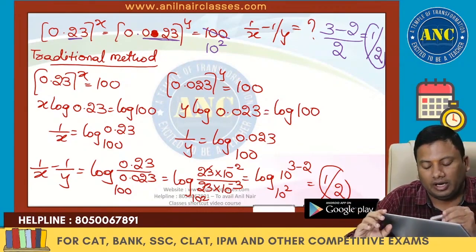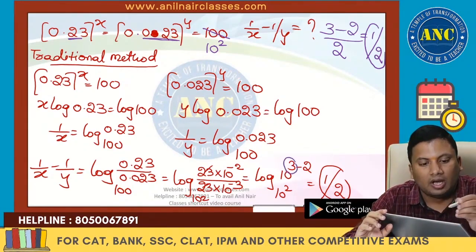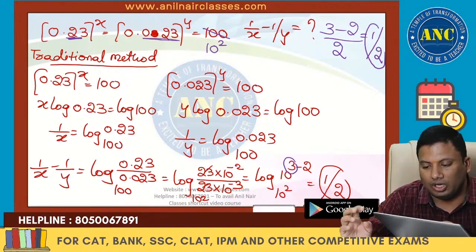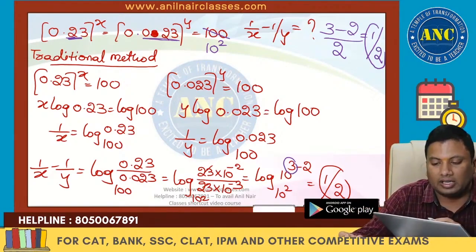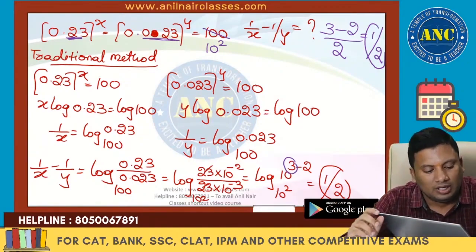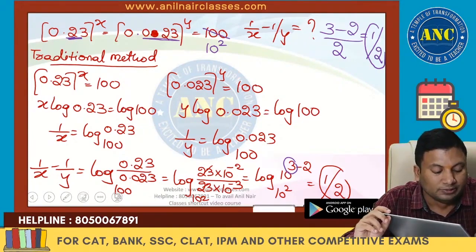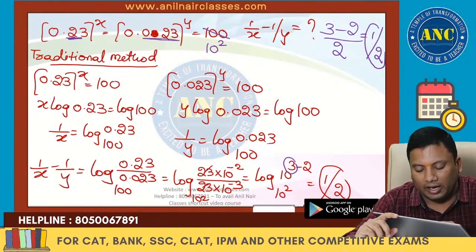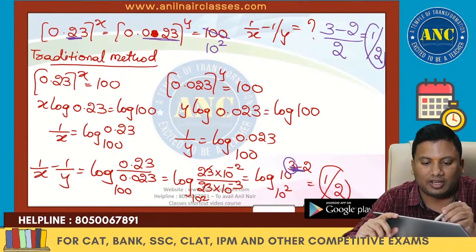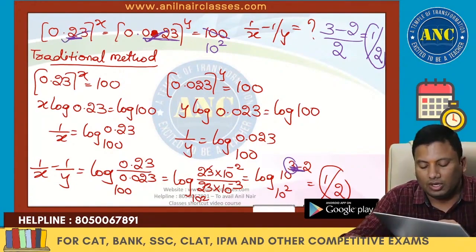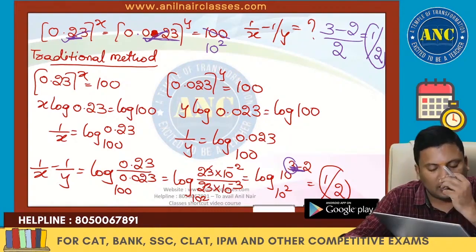After the point, how many decimals are there? 3. After the dot, how many decimals are there? Same decimals, it is 2. 3 minus 2. 100 is nothing but 10 square. 3 minus 2 by 2. It is nothing but 1 by 2. Just by looking at the question itself, you will get the answer. Why are we getting 10 power 3 minus 2? From where did we get 3? That is the decimals after the dot, 3. After the dot, 2. 3 minus 2 divided by 100 is 10 square.